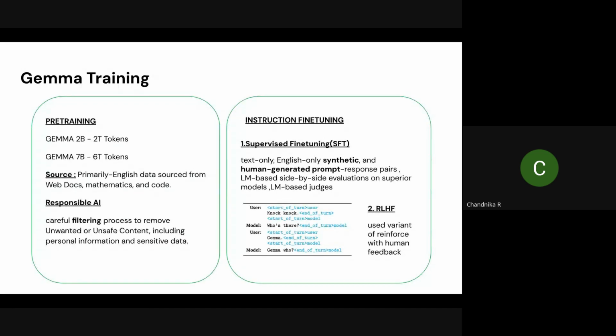After this step, they have used RLHF, which is reinforcement learning with human feedback, a super hit method with OpenAI as well. The same they have used here, but they have mentioned they have used a variant of REINFORCE. REINFORCE is a method in RL, reinforcement learning. That variant they have used for RLHF along with the human feedback, right? For this also, they are using LLM as a judge.